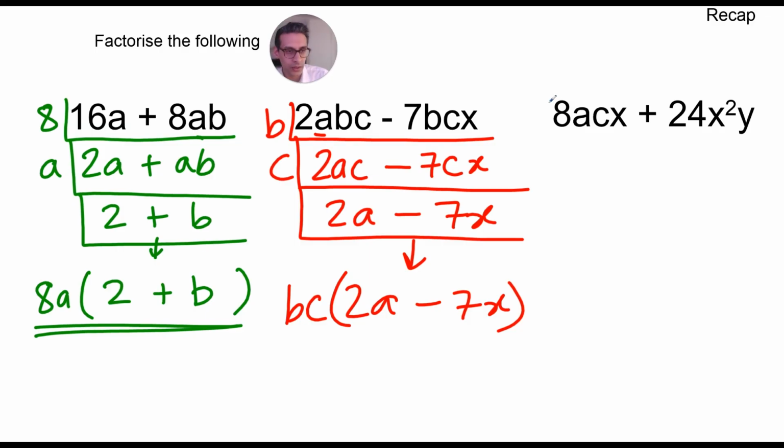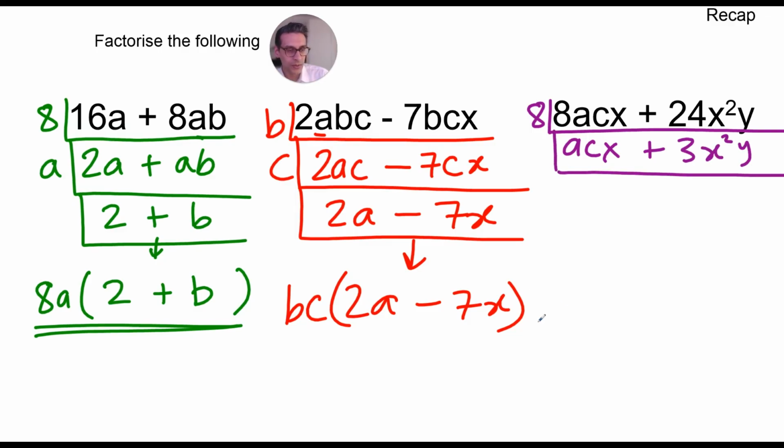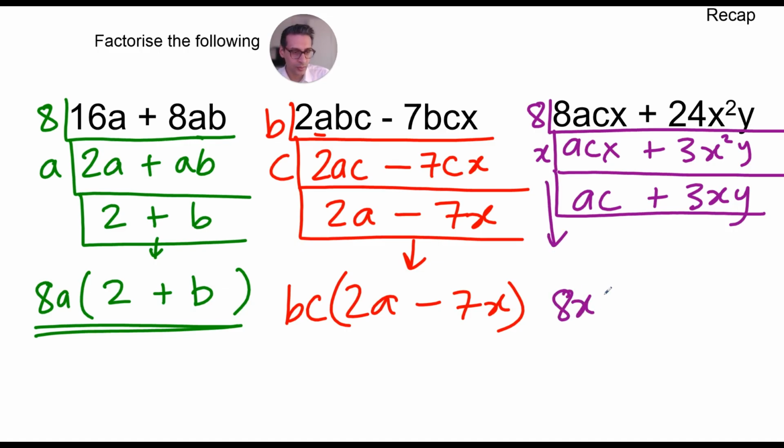And then the final example here, I can see 8 and 24. Well, 8 goes into both, so 8 times acx and 8 times positive 3x squared y. Now let's see what else I can take out here. There's no a's common to both, there's no c's. X is going to be a common term, so x times ac plus x times 3xy, because we've got an x squared, and those are co-prime, so we stop. So the answer here would be 8x brackets, and then this thing goes into the brackets, ac plus 3xy.